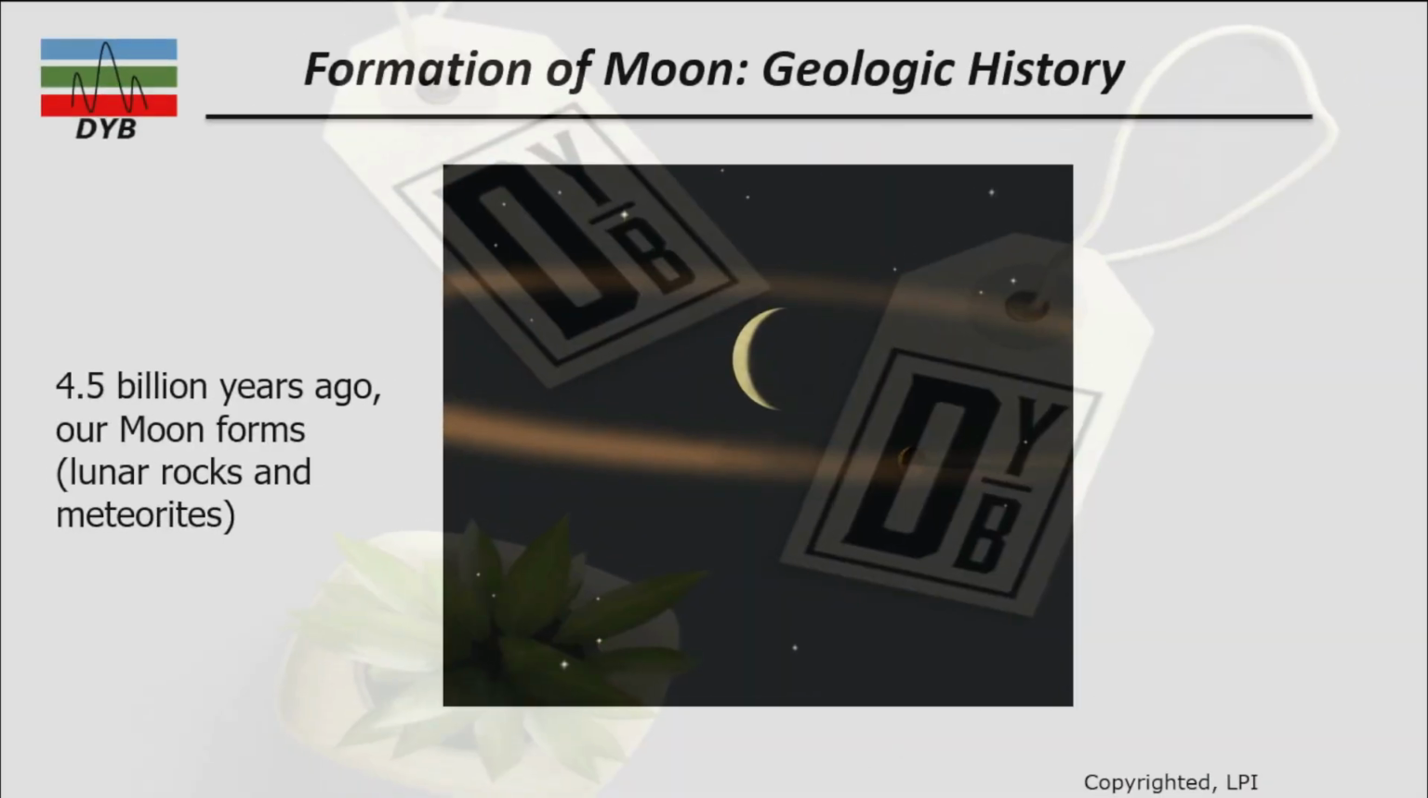So let's look at the formation of the moon. As I mentioned, there are different theories about the formation of the moon. But what we believe we have explained in the previous lecture, so you can refer to that lecture as well. It's stated that 4.5 billion years ago our moon was formed. Obviously the lunar rocks and meteorites were all formed together. So it means the age of the moon is 4.5 billion years.